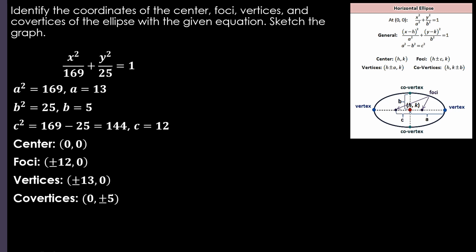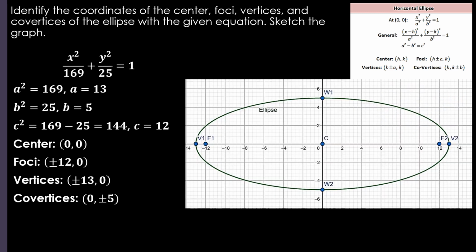I'm going to show you the graph of this ellipse. There. So you can see the center. The vertices, so we have V1 and V2, and the co-vertices, W1 and W2, and we have the foci F1 and F2. And as you can see, it is a horizontal ellipse.